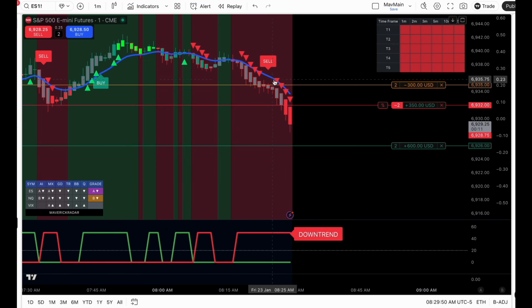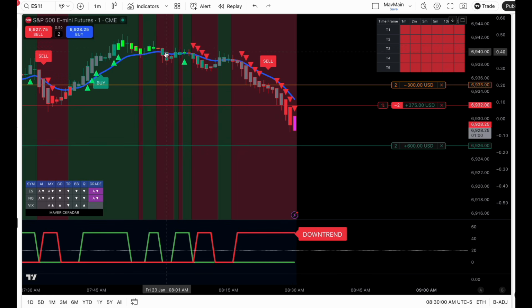So bears are in control. Price is below the blue line, the Maverick guide. You got a nice sell signal right here. Tons of down confidence arrows. Look at all these down confidence arrows. We've gone from bright green to gray reversal candles to red, and now we got hot pink. If you see pink, it will most likely sink. We now have an A grade to the downside.